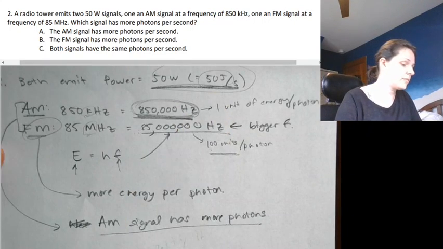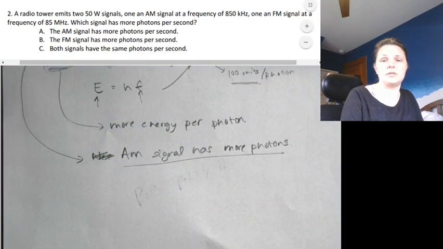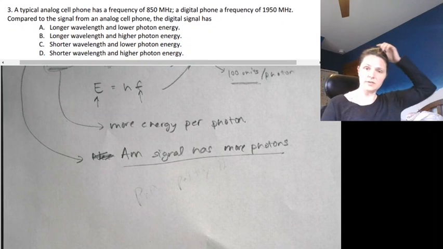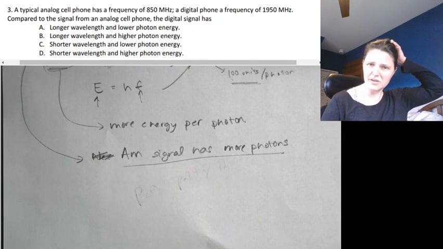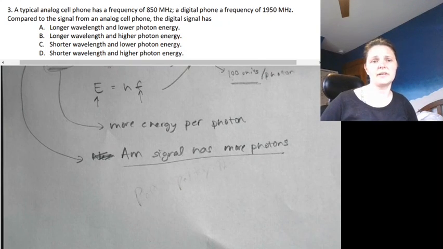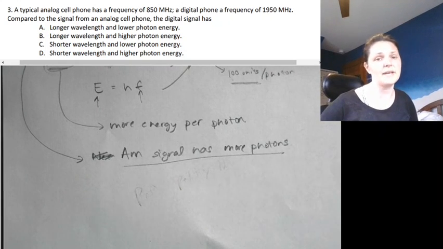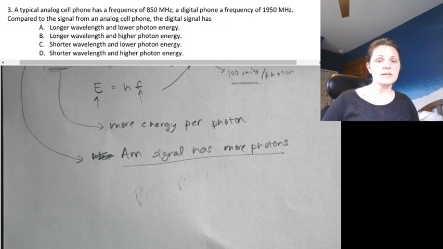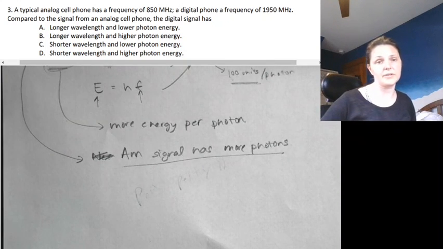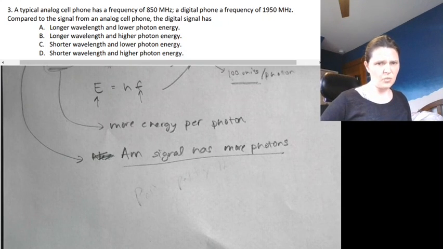All right, let's do the next one. A typical analog cell phone, we don't have analog cell phones anymore, they're all digital now, but back in the day when we had analog cell phones, they operated on a frequency of 850 megahertz. A digital cell phone operates on a frequency of 1950 megahertz. What is true about the digital signal?